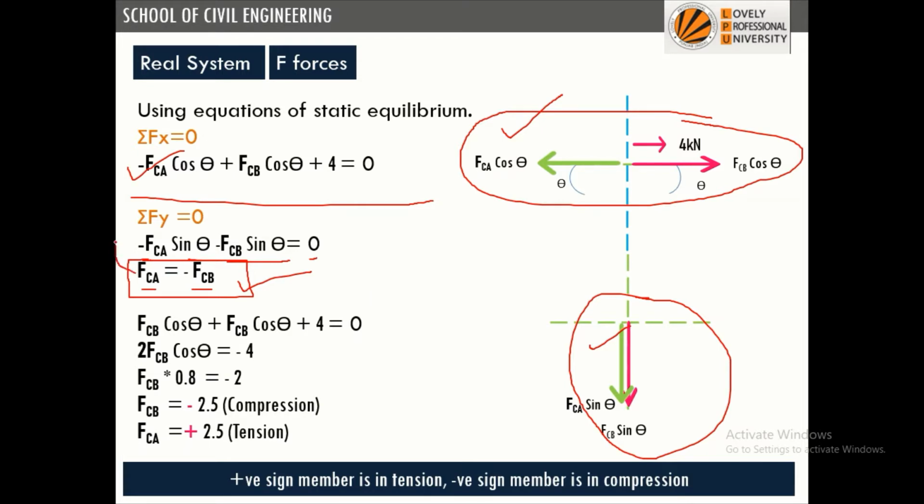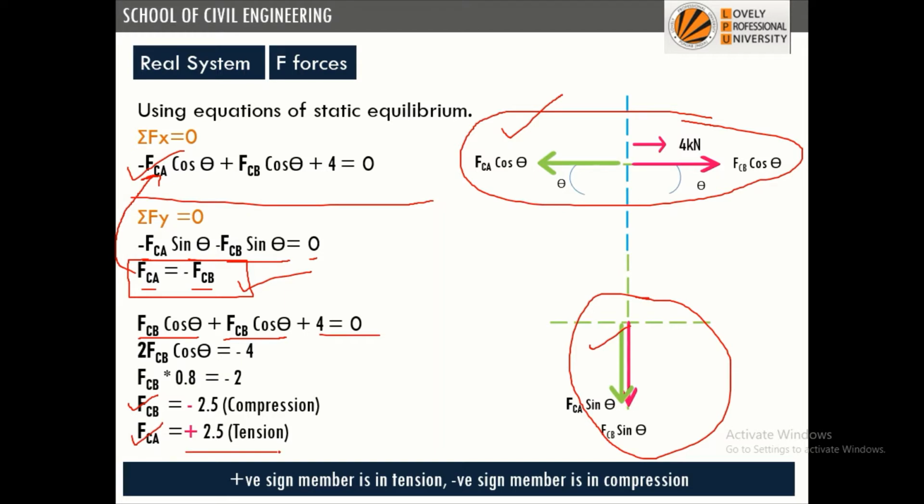Now we put this value in this equation. In place of FCA we write minus FCB. So minus FCA is replaced by plus FCB cos theta, plus FCB cos theta plus 4 is equal to 0. When we solve we get FCB is equal to minus 2.5 and FCA is equal to plus 2.5.